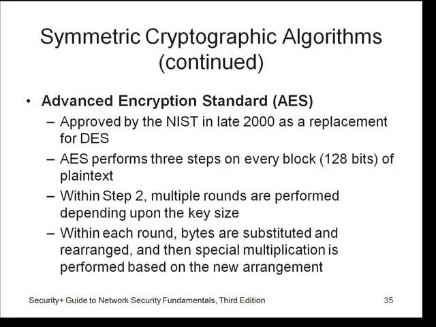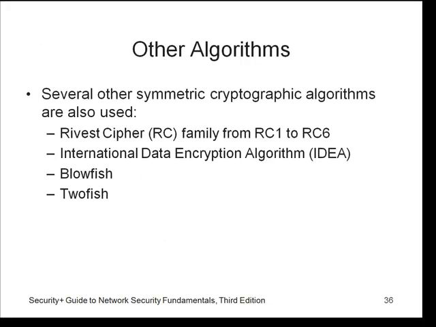Some of the others are out there like Blowfish, and Blowfish has been improved with part of that. So it's there. This has gone through testing. It's still considered a secure algorithm. How long it'll be secure, who knows. Other ones: Reverse Cipher RC1 through 6, IDEA, Blowfish, and Twofish. Twofish is an improved version of Blowfish.